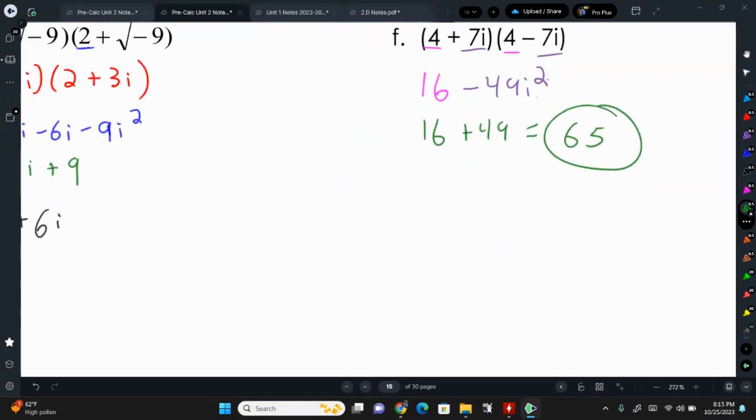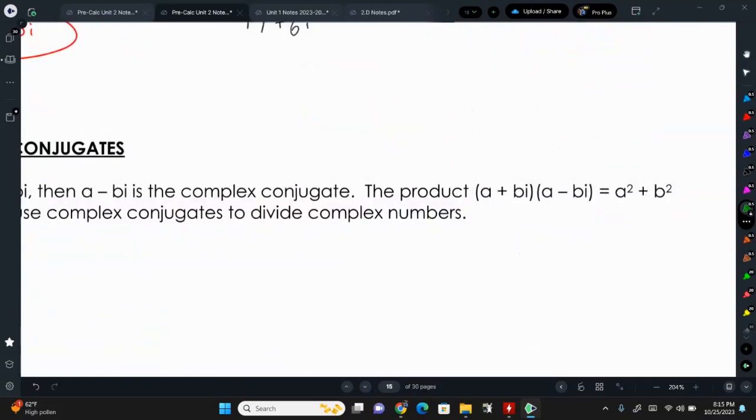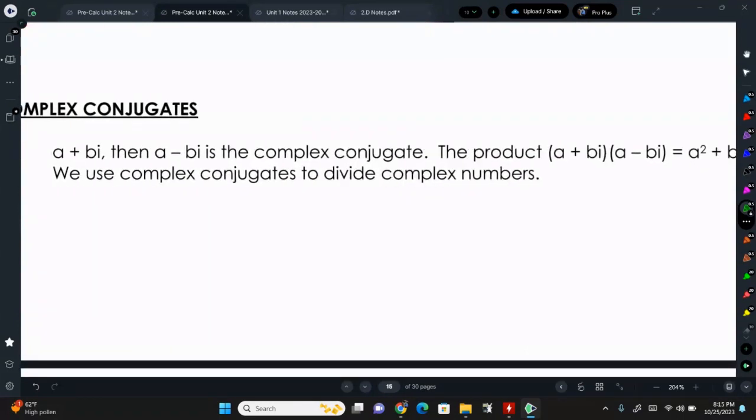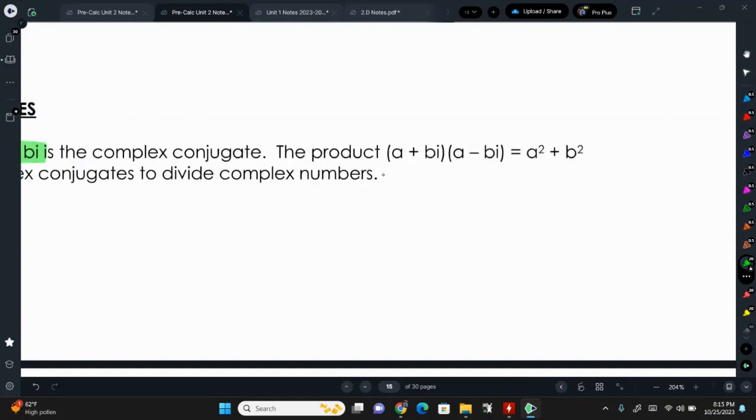Now, this shortcut works because we have conjugates. And we had conjugates when we did rationalizing denominators. We have conjugates when we have complex numbers. So the conjugate of a plus bi is a minus bi. And we've done this a couple times already where if we have a plus bi times a minus bi, we can just multiply the first terms and the second terms, and the middle term will cancel out.